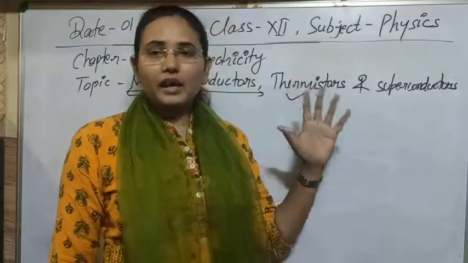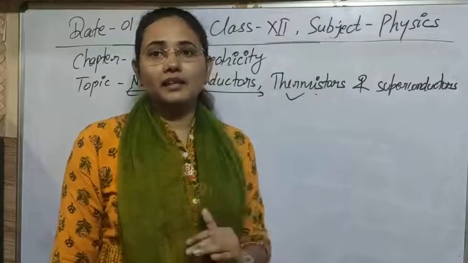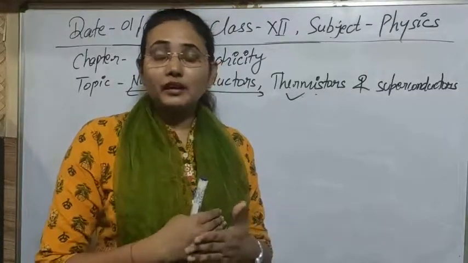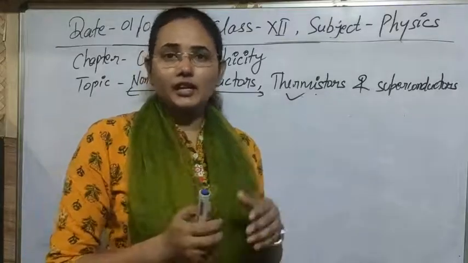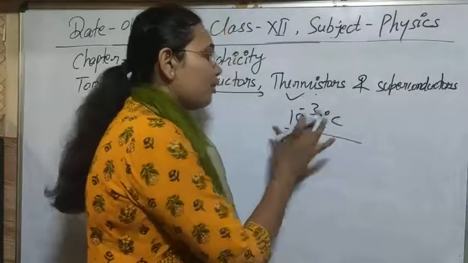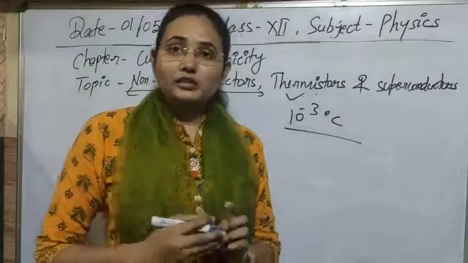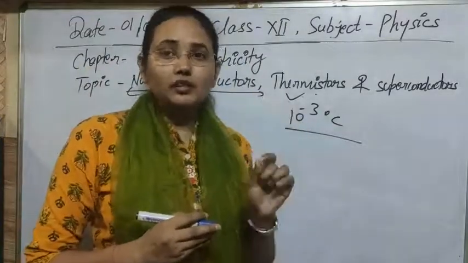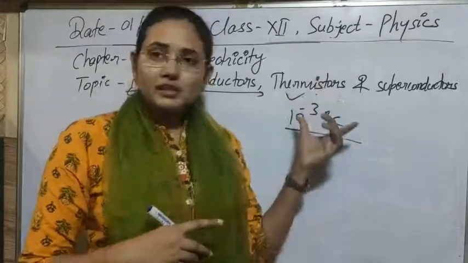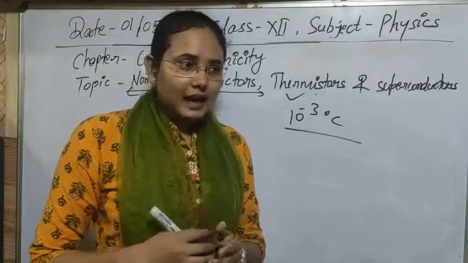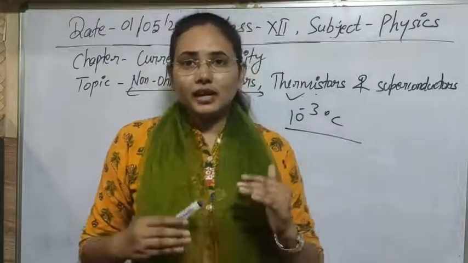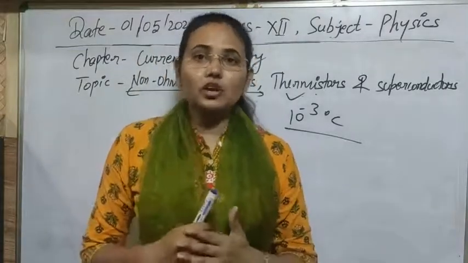They depend on heat, on thermal energy, and if thermal energy is supplied or there is a change in temperature, then its resistivity will change very rapidly. You can think it changes even at a 10 power minus 3 degrees Celsius change, that means 0.001 degrees Celsius. Even for that temperature change, its resistivity changes very rapidly. So these kinds of resistors are utilized where we have to detect a small change in temperature.